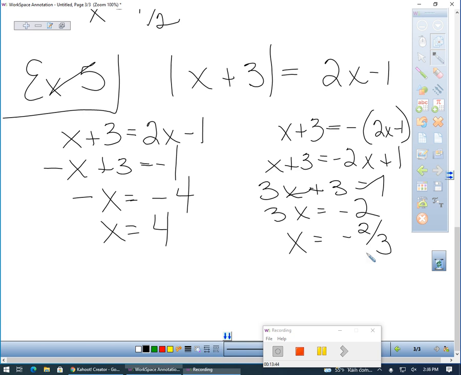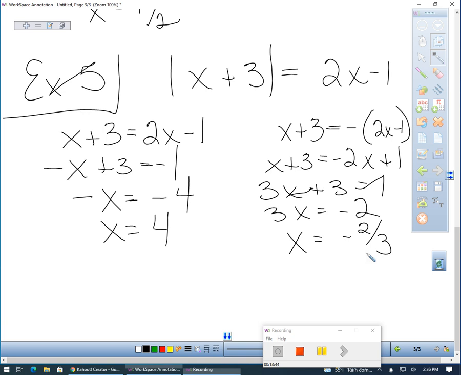Now, when you get to these problems in your homework, it actually tells you at the top, check for extraneous solutions. Okay? So, let's do that. Right here, I'm going to take my 4 and plug it in. So on this side, I get what number? I get 7. Over here, if I plug 4 in, I get 8 minus 1, I get 7. So this works.